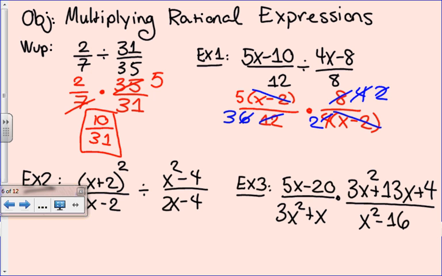So what I'm seeing here in the top, all I have left is a 5. And all I have left in the bottom is a 3 and a 2. So 5 over 3 times 2, 6. So here's our answer. Now when I flipped it over, I did get an x in the bottom. What can x not equal? 2. And that's it. You really need to make sure you're factoring and looking for anything that can't solve properly.